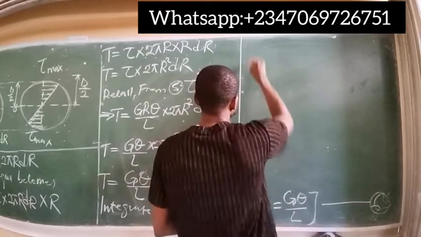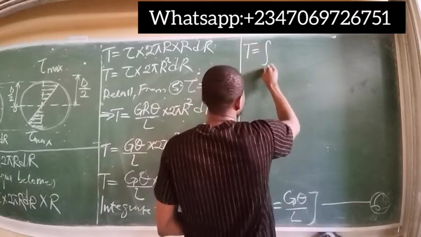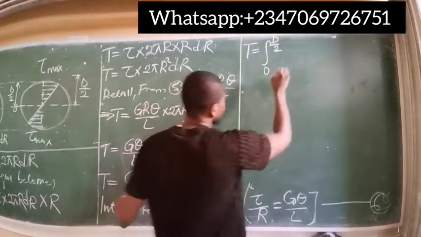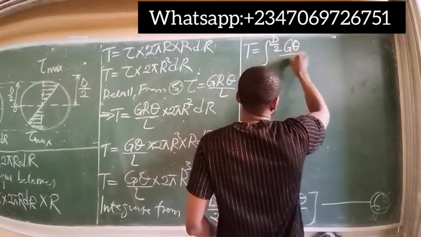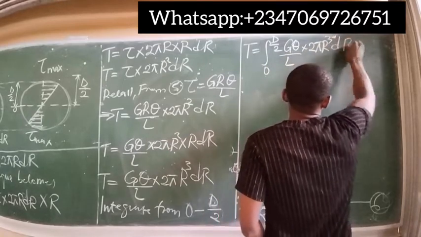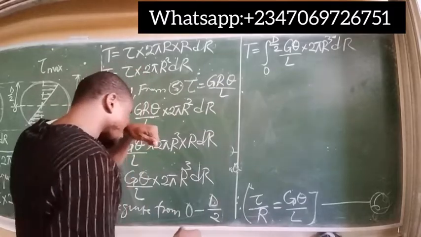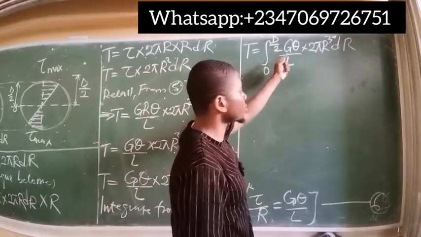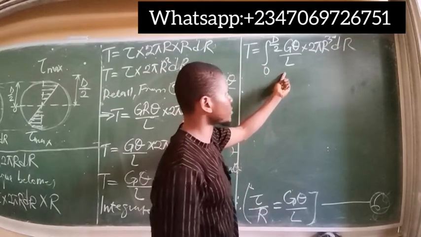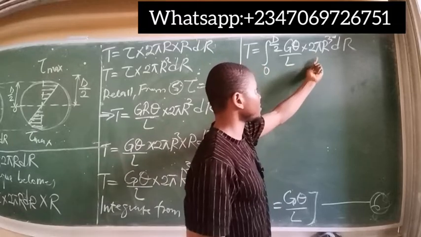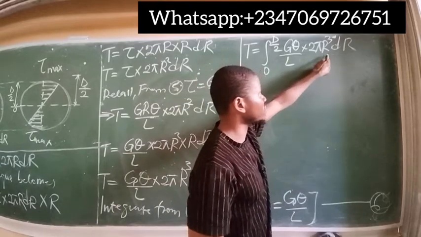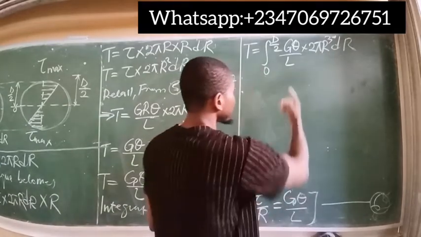So maximum torque T is the integral from 0 to D all over 2 of the whole of this function, G theta over L times 2 pi r cubed dr. Once again, G is a constant called modulus of rigidity. Theta itself is the angle of twist, it's also a constant. L is a length, it's also a constant. 2 and pi are also constants. So let's bring all the constants outside of the integral sign, since we are integrating with respect to r. So we have to integrate r cubed with respect to r. So send all the constants out.